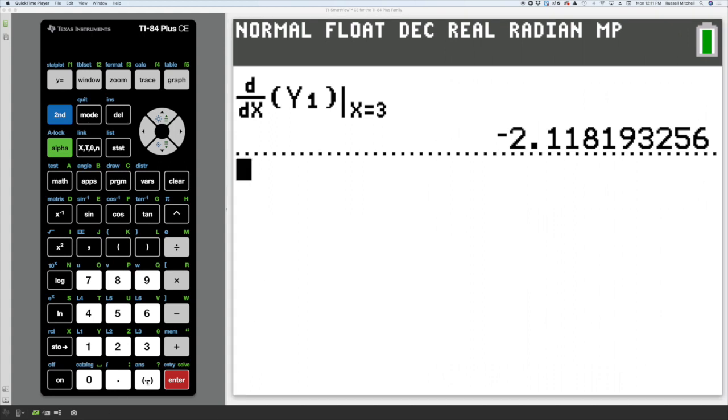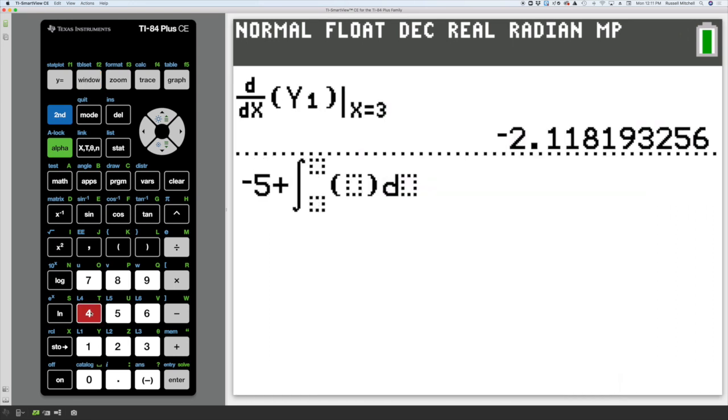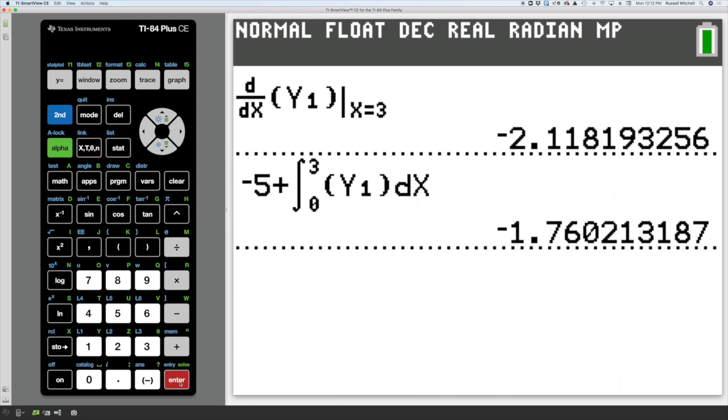So we want to type in -5 and then plus, and then alpha window for the integration, number 4. And we want to integrate from 0 to 3. And our velocity function was stored as y1, so we want to press alpha trace y1, x, and press enter, and we get -1.7602, so that would just be -1.760 or -1.76, and that's our answer to this. So I'm going to go back and record.